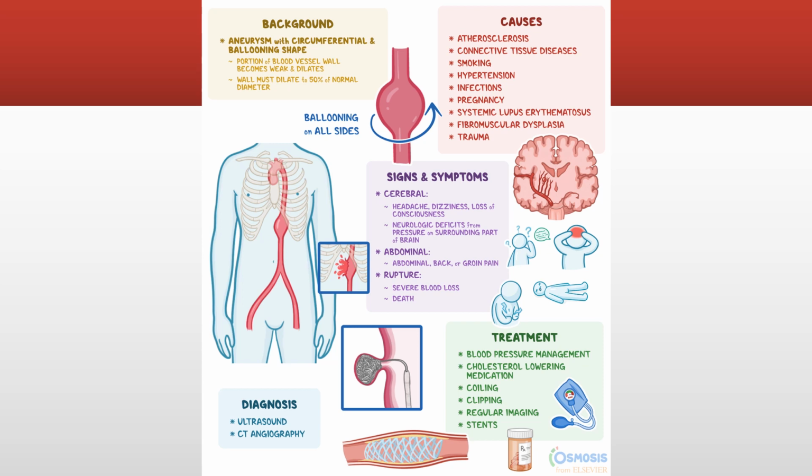How do we treat it? In the pre-hospital environment, we just have the awareness and we go fast to an appropriate facility that can take care of it. The patient needs some blood pressure management and to lower their cholesterol. Coiling or stents can be placed in that aneurysm, and they can clip it off to get rid of it altogether. Then they have to go through regular imaging to make sure it's still working properly. So that's some in-hospital treatment. Pre-hospital, you have to have the index of suspicion and take them to the most appropriate facility.